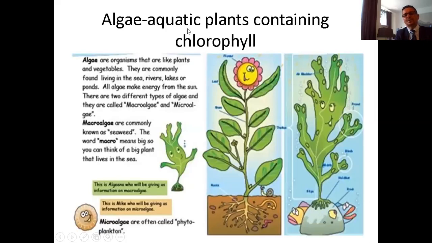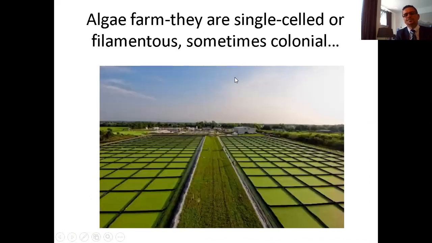Algae are aquatic plants containing chlorophyll. Chlorophyll is the green substance in the parts of algae. An algae farm can be seen here. They are single-celled or filamentous, sometimes colonial creatures. A filament is like a long stem, and colonial means that they form big groups, field-like areas where you can find plenty of algae, really closely situated next to each other.